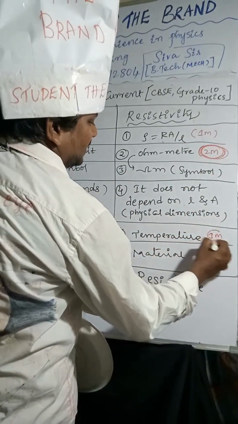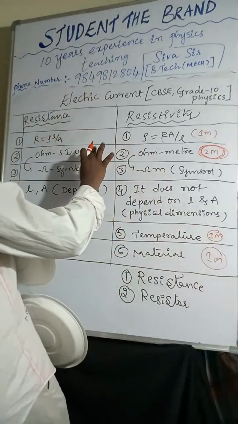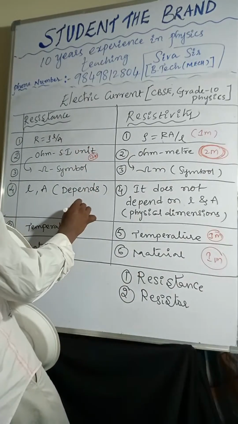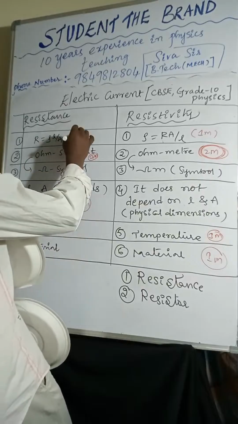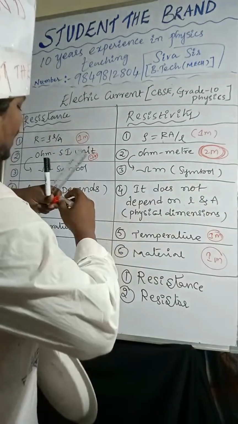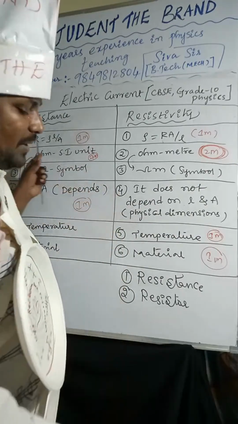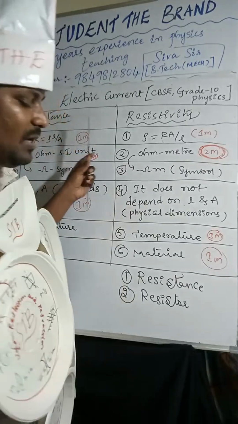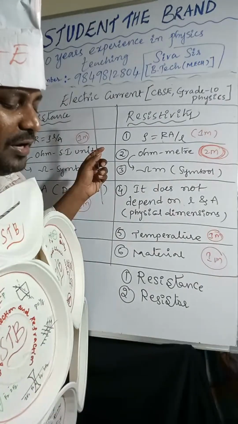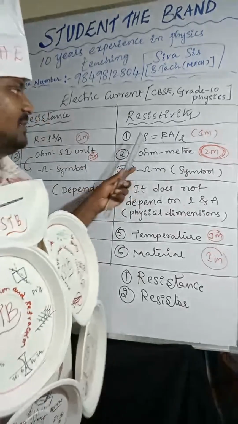Resistivity depends on temperature, and it also depends on material. But coming to resistance, the SI unit they will ask for 1 mark. Even the dependence on material factor they will ask, and the formula for 1 mark. So these are very important points. Whatever points I placed in this table, all of those are very important, excellent points, because each and every point is very important from the exam point of view.